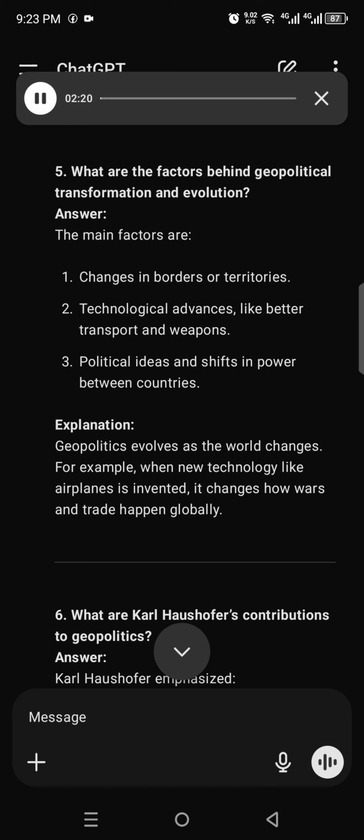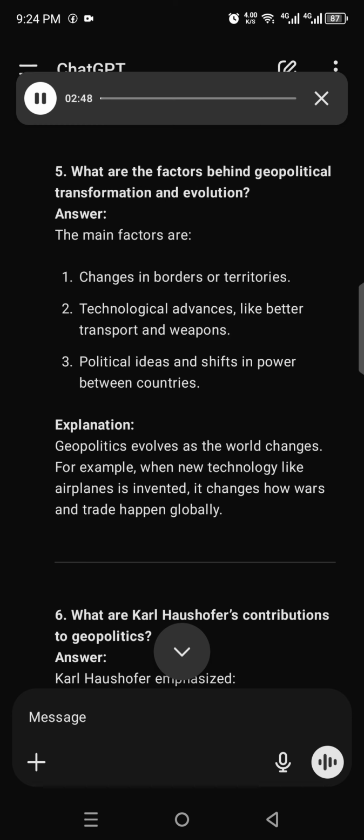5. What are the factors behind geopolitical transformation and evolution? Answer. The main factors are: 1. Changes in borders or territories. 2. Technological advances like better transport and weapons. 3. Political ideas and shifts in power between countries. Explanation. Geopolitics evolves as the world changes. For example, when new technology like airplanes is invented, it changes how wars and trade happen globally.